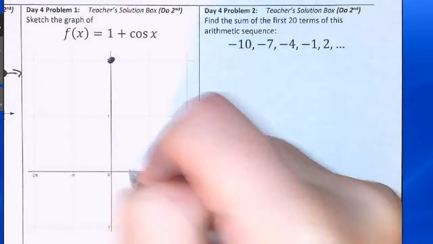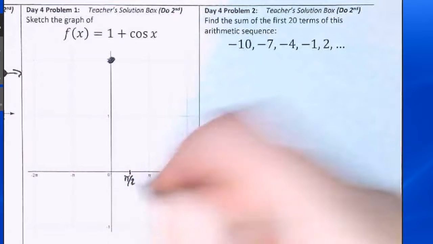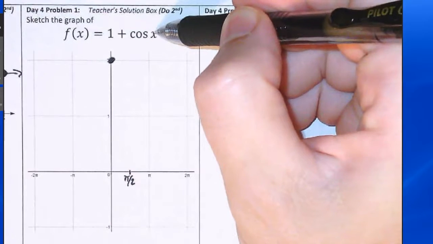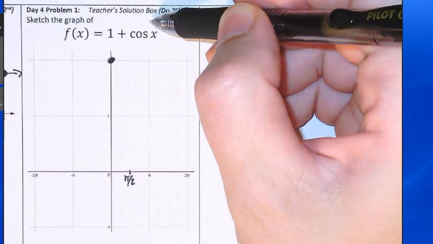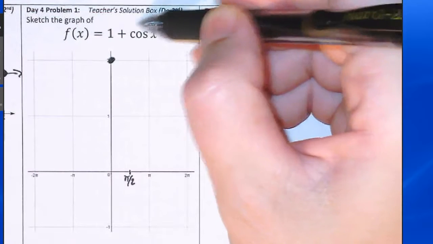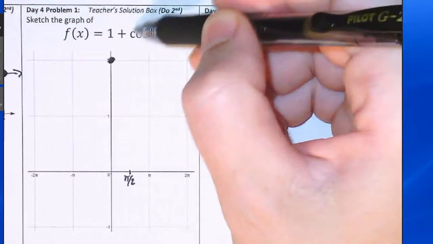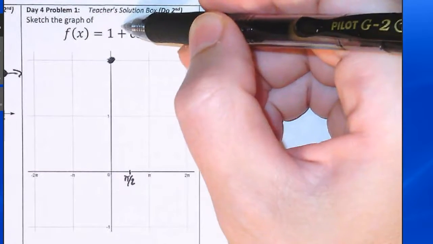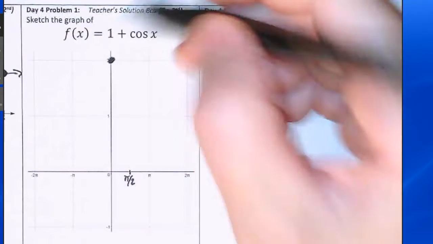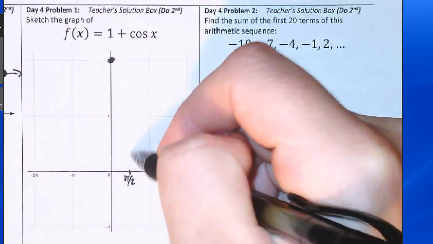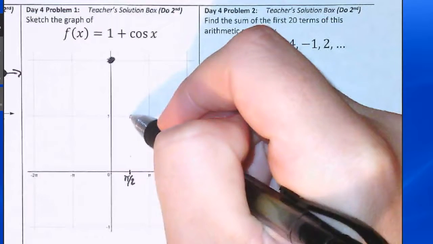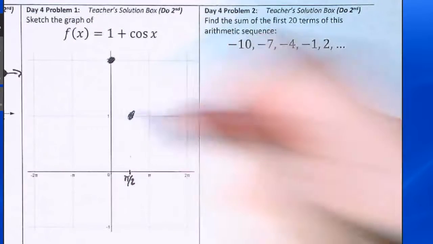Now let's find the cosine of pi over 2 radians. Pi over 2 radians is at the top of the unit circle, and the x-coordinate at that position is 0. So the cosine of pi over 2 turns out to be 0. When you add 1 to it, you get 1. And so when x is pi over 2, the function value is 1, and that's located right here.